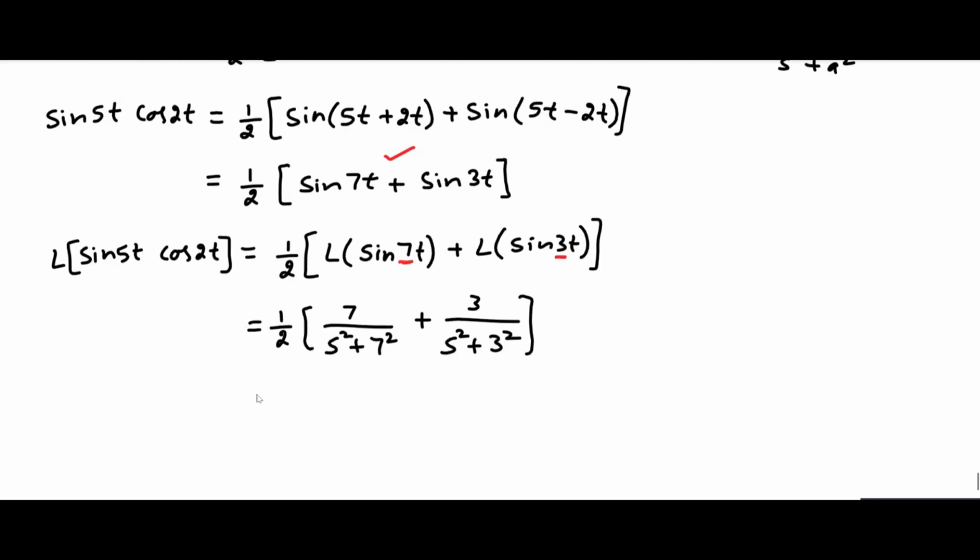Further, if you simplify this, you have 1 by 2 times of 7 by s square plus 7 square, which is 49, plus 3 by s square plus 3 square, which is 9. So that will be the required solution.